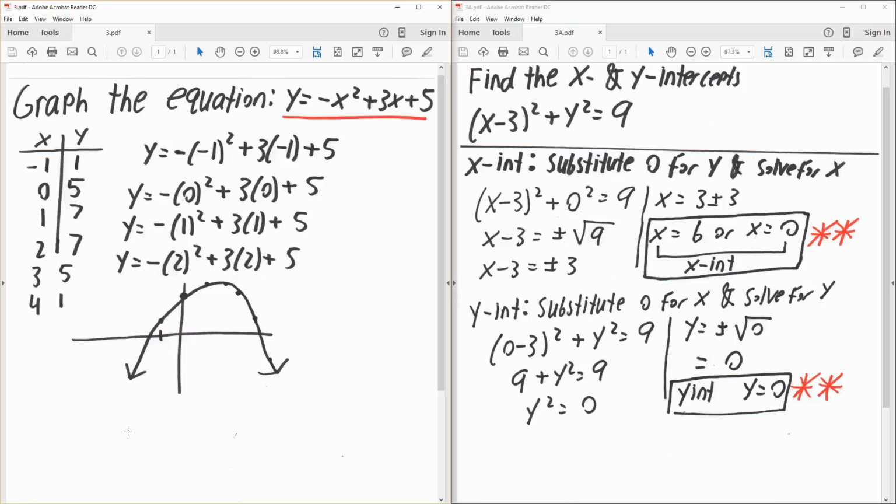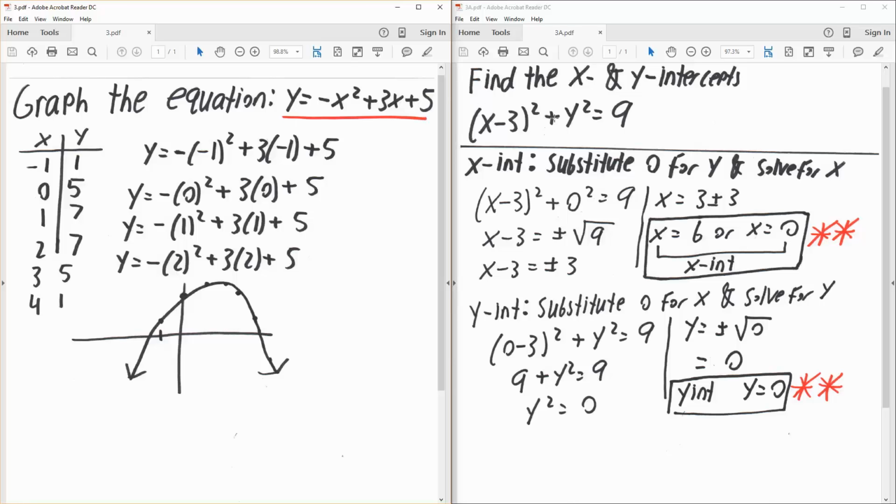And so our general shape will be something like this. It will be a parabola. And we know this because -x squared typically produces a shape like this. Just -x squared would be like this, but since we have 3x plus 5, it's going to shift and move it a little bit. And so that's why we have to plug it in. And so this is the graph of the equation.